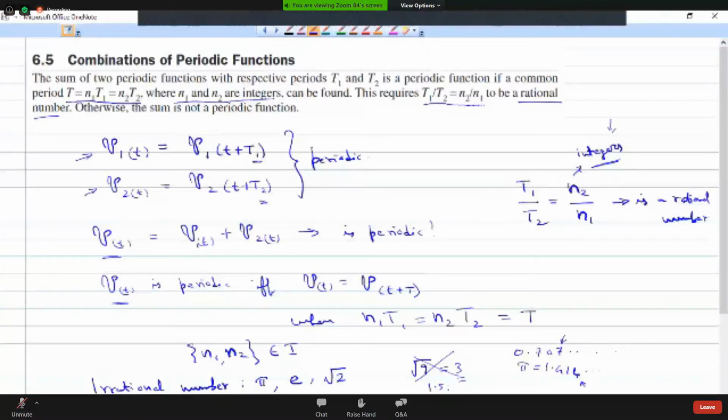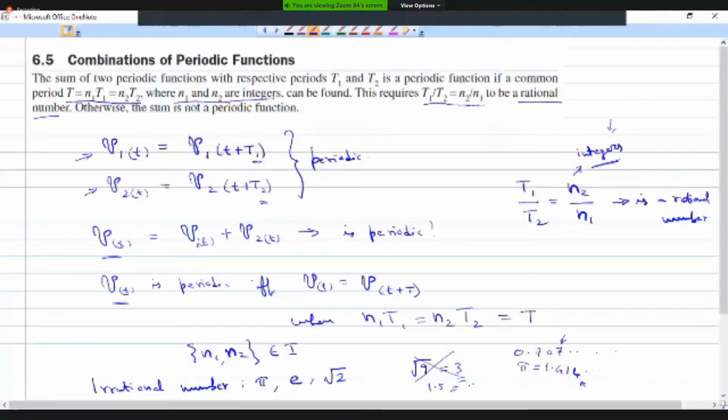Yeah, because we can write that this is equal to 15 divided by 10. This is nothing but 3 by 2, because we can express this in terms of the ratio of two integers. So it is a rational number. Okay. So that is the definition.